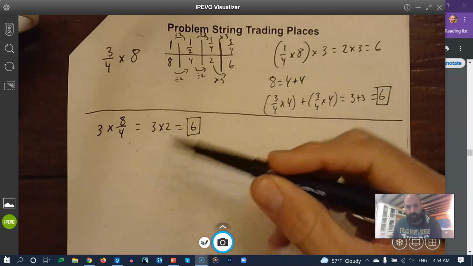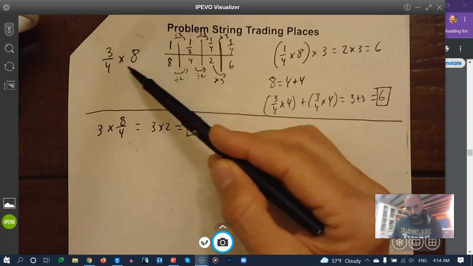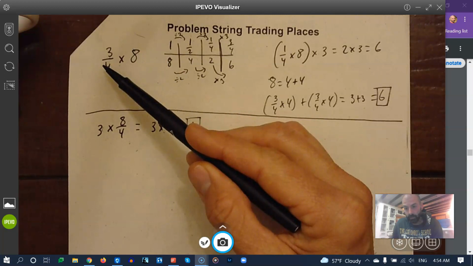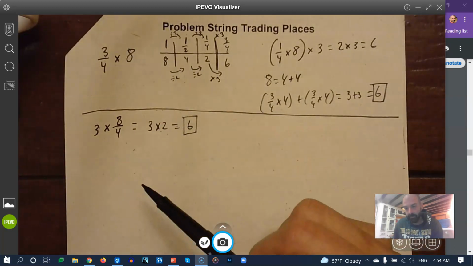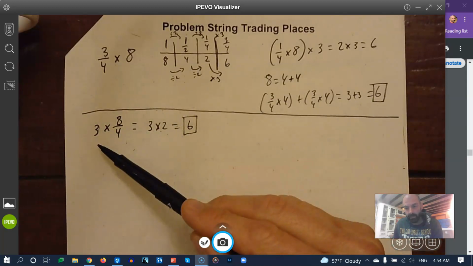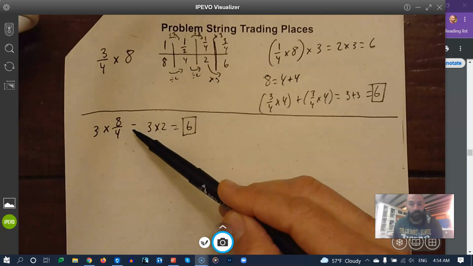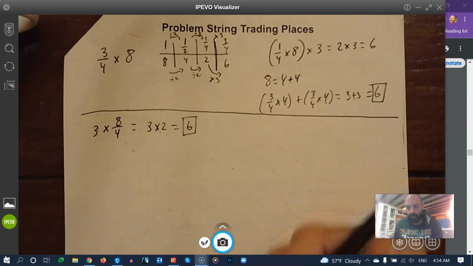The other thing I'd like to point out is this. We have a whole number of 8, and we're multiplying by a number less than 1, so our answer is less than the 8. Our answer is 6. Down here, we're starting with 3, and we're multiplying by a fraction greater than 1, so our answer is greater than that 3. This is one of those big ideas.